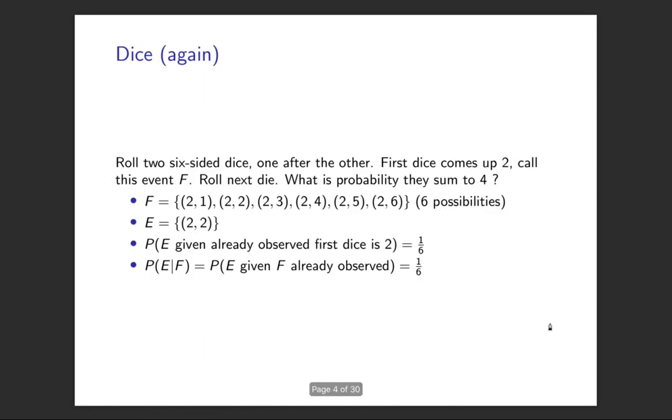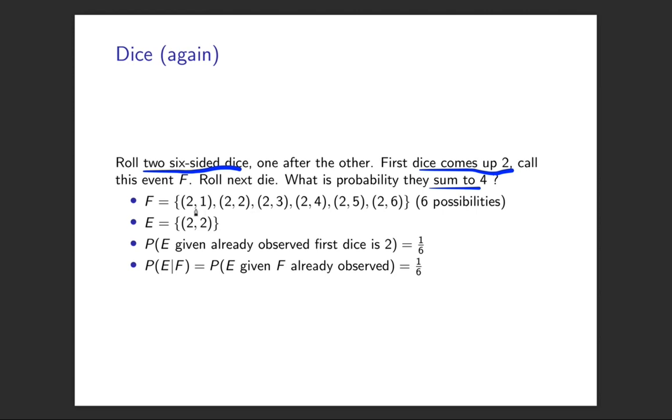And so we can ask the same kind of questions in other settings. So let's do it with dice. Suppose we roll two six-sided dice, one after another. The first dice comes up a 2. Suppose we know that the first one is a 2, and we're going to call that event F. Then we roll the second dice. What's the probability they sum to 4, given the first dice was a 2? So that's a conditional probability.